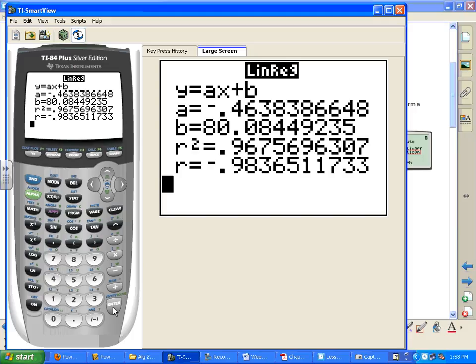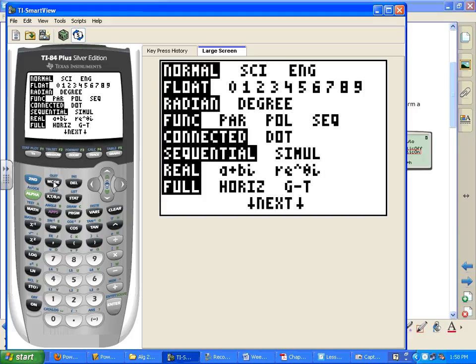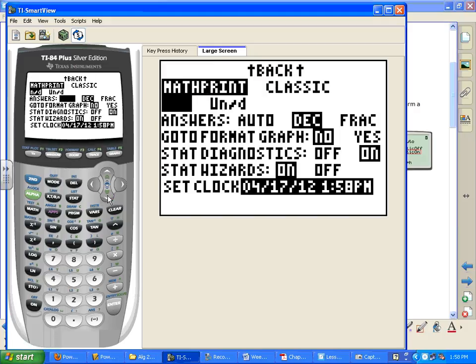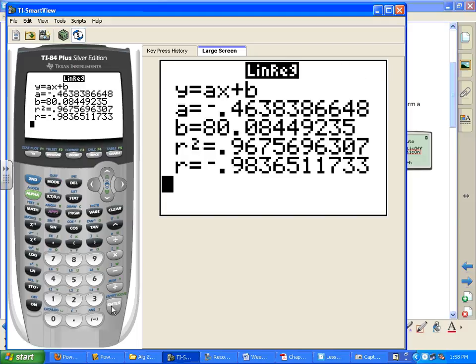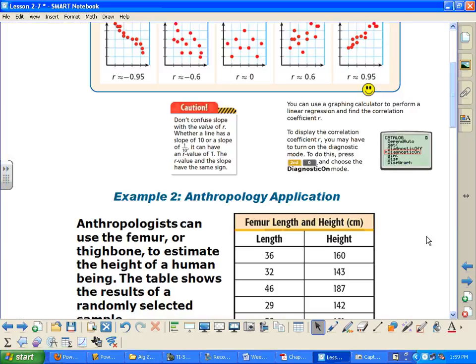Good. All right. So press mode on your calculator. And then you're going to go down here to the second page on the mode. Yours probably is highlighted at diagnostics off. Make sure the diagnostics are turned on. Once they're turned on, if you hit enter again, then you should see R and R squared.